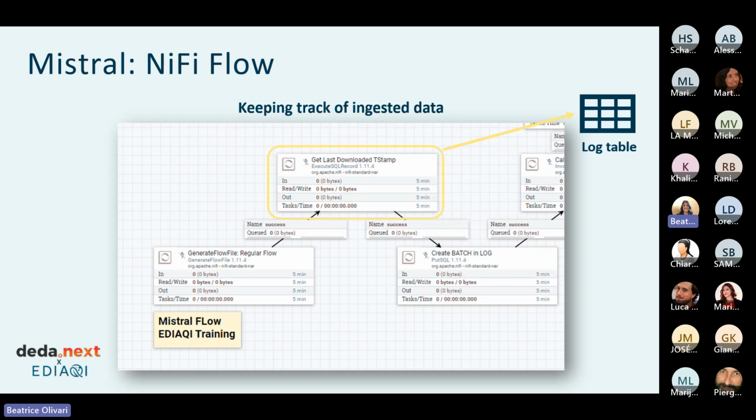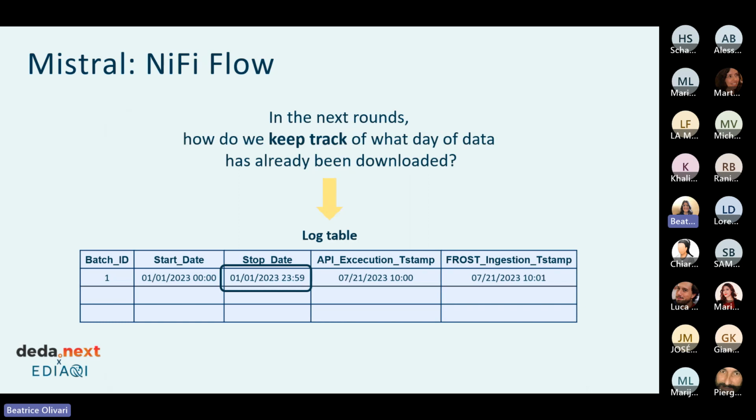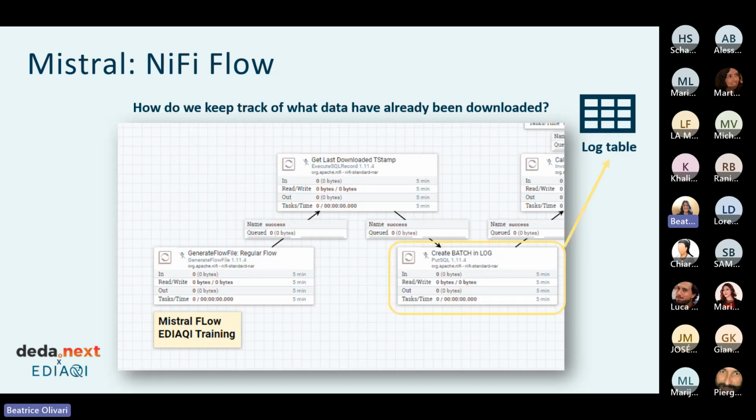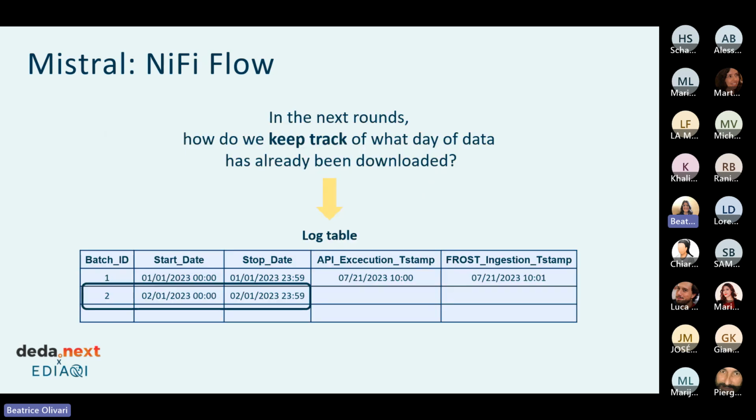Okay, so how do we actually connect the flow and the table? We have this processor which goes to the table and checks what is the last date of data. For instance, here it says, okay, the data are retrieved until the 1st of January at 11:59. So basically checking this, the flow can now create a new batch inside the log table, and say the data that will now be downloaded will be of the 2nd of July, since midnight until 11:59 p.m.